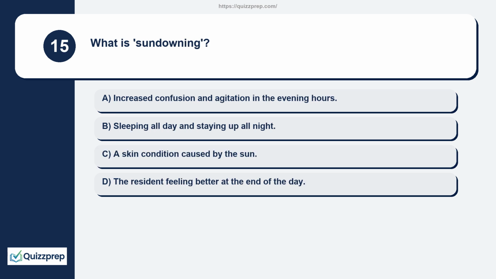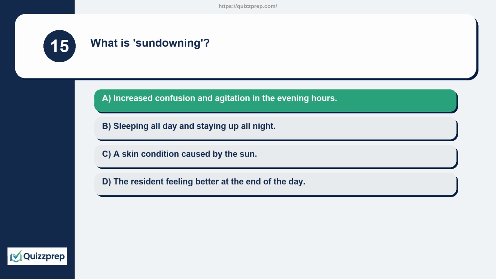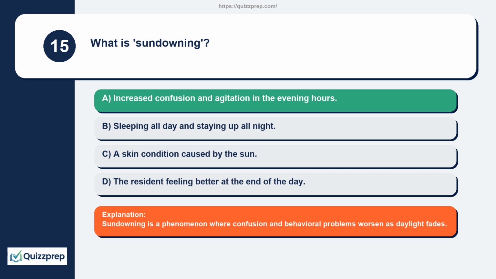Question 15. What is sundowning? Increased confusion and agitation in the evening hours. Sleeping all day and staying up all night. A skin condition caused by the sun. The resident feeling better at the end of the day. Sundowning is a phenomenon where confusion and behavioral problems worsen as daylight fades.